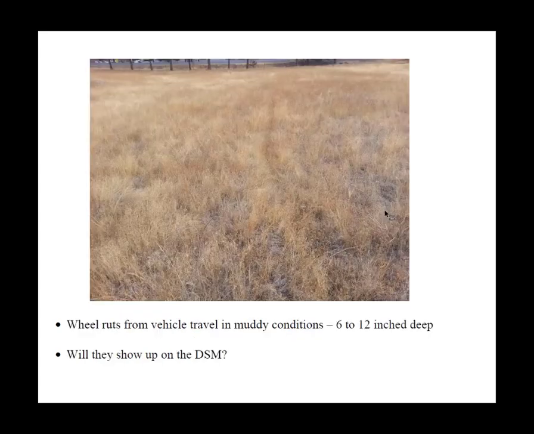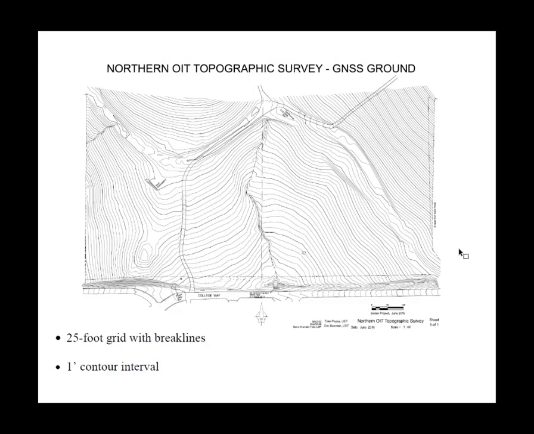A couple of areas had some tire ruts. Someone had driven through there in a muddy spring, and the tire ruts were 6 inches to a foot deep. However, the vegetation was virtually level. The vegetation in the tire ruts was just a little bit taller, but the top of the vegetation was virtually the same and fairly heavy. I wasn't convinced we'd even see those tire ruts in the surface model created from the drone imagery.